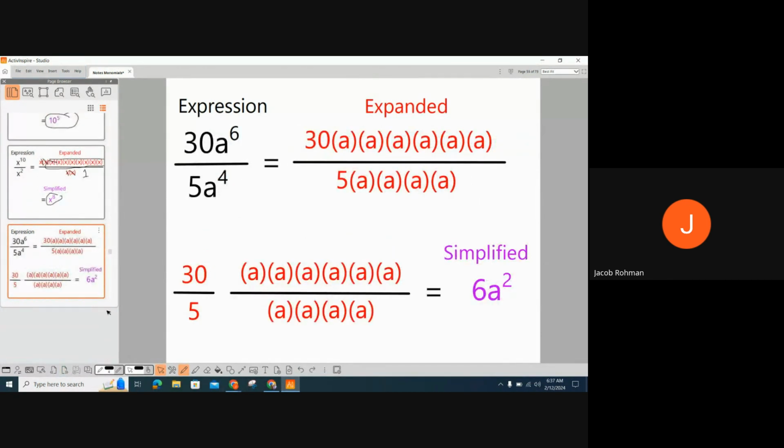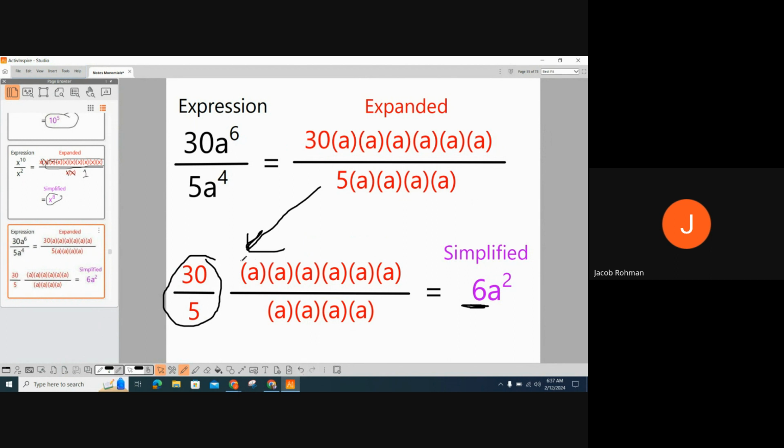So next, we have an expression that has not only a base with exponents, but also coefficients, the coefficients here being the 30 and the 5. Then we can also divide out those coefficients. So here you see in the expanded version, I just multiplied out all the a factors at the top and then all the a factors at the bottom. But down here in this next portion, what I'm showing you is 30 divided by 5. That's where we're going to get our 6 in this simplified expression.